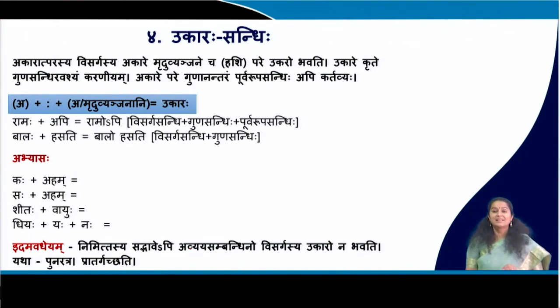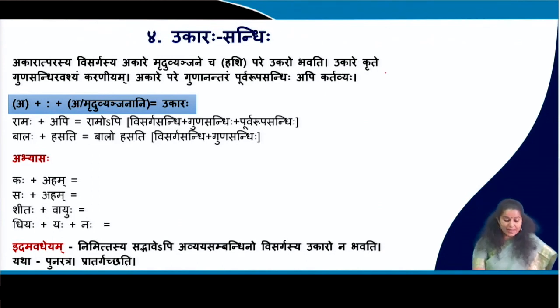Atra chaturtha sandhi prakaraka sandhi asti, ukara sandhihi. Akarat parasya visargasya akare mridu vyanjane cha, that's a hashi, pare ukaro bhavati. Yatha ukare krite gunasandhir avasyam karaniyam. Akare pare gunanantaram purva rupa sandhi api kartavyaha. Okay, so what is it saying here? Akarat parasya visargasya, so a plus visarga. Akare mridu vyanjane cha hashi pare, that's the hash. Pare ukaro bhavati. So you've got the ukara that will happen.